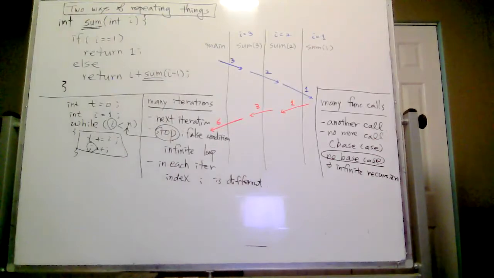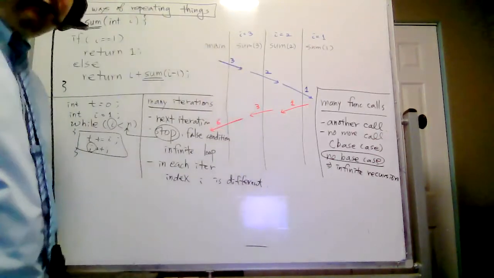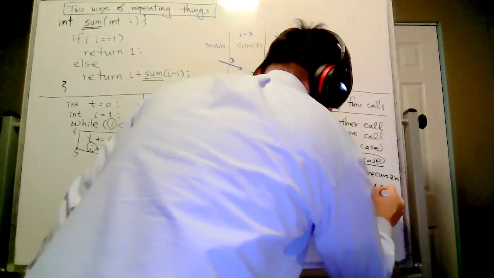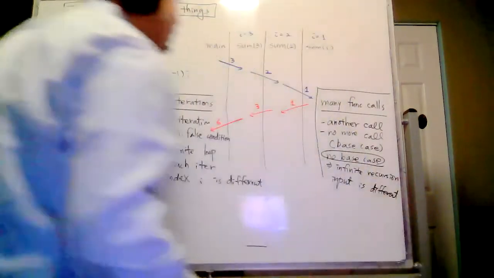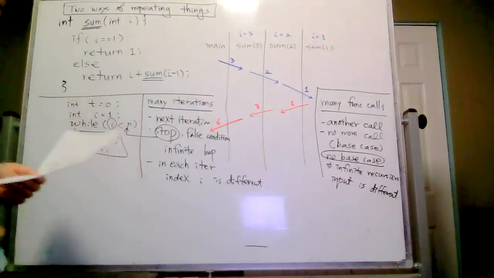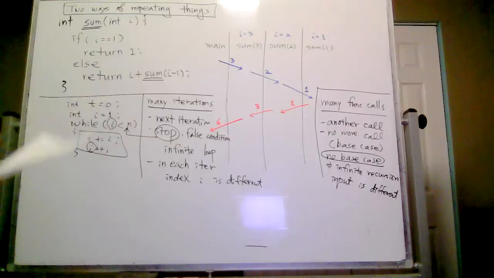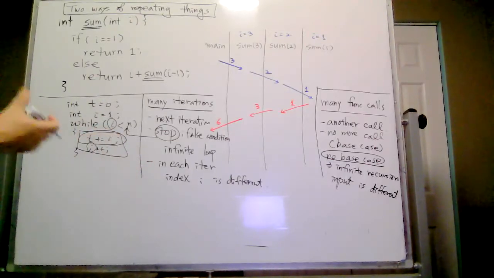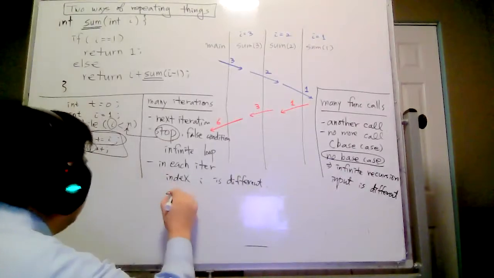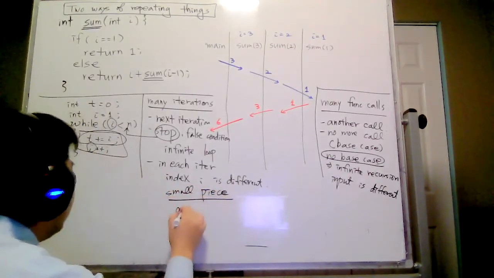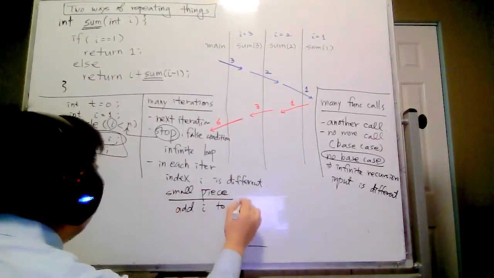Right? And here, what is different? Input. Input is different. Okay? Eventually, when the input reaches the base case, you stop the recursion. Okay? And here, other than that, the job of iteration is really small piece. Okay, just add i to total t.